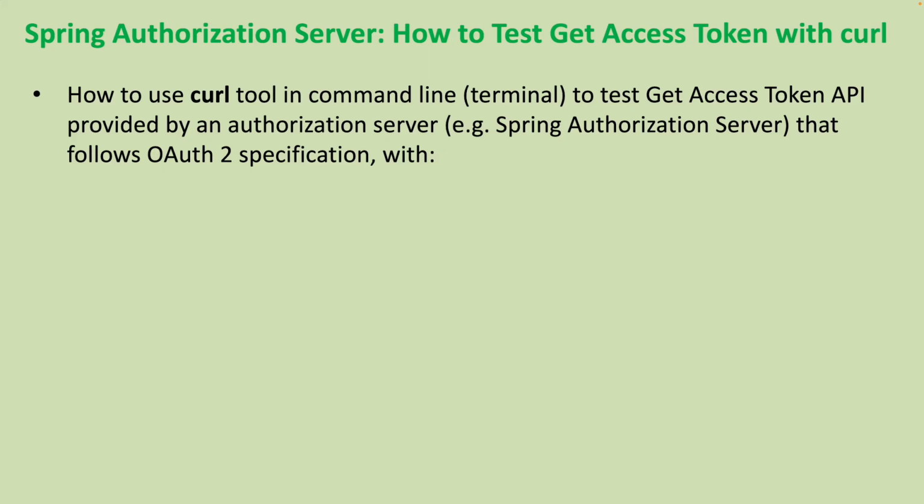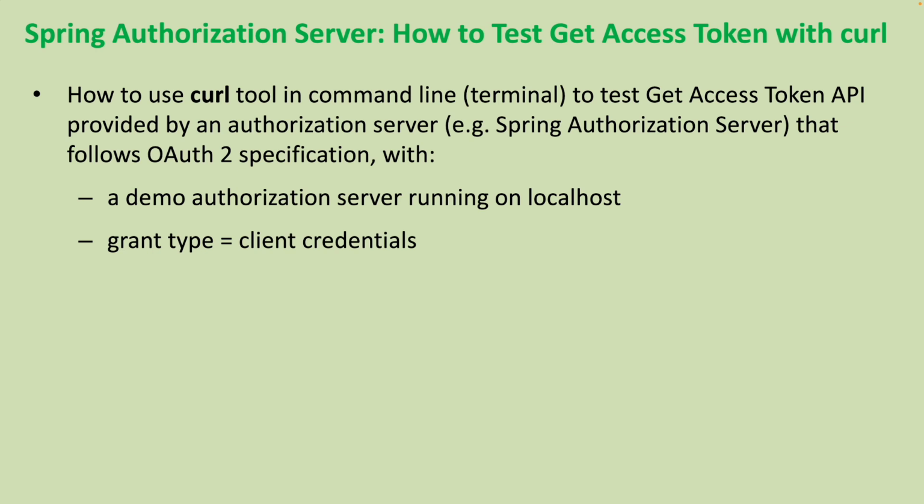In this video, I'd like to share with you how to use the curl tool in the command line or terminal in order to test the get access token API provided by an authorization server, such as Spring Authorization Server, that follows the OAuth 2 specification, with a demo authorization server running on localhost, and the grant type is client credentials.